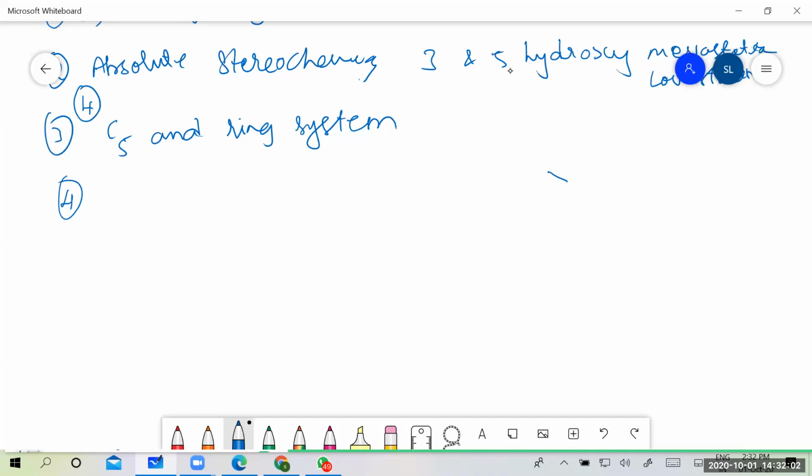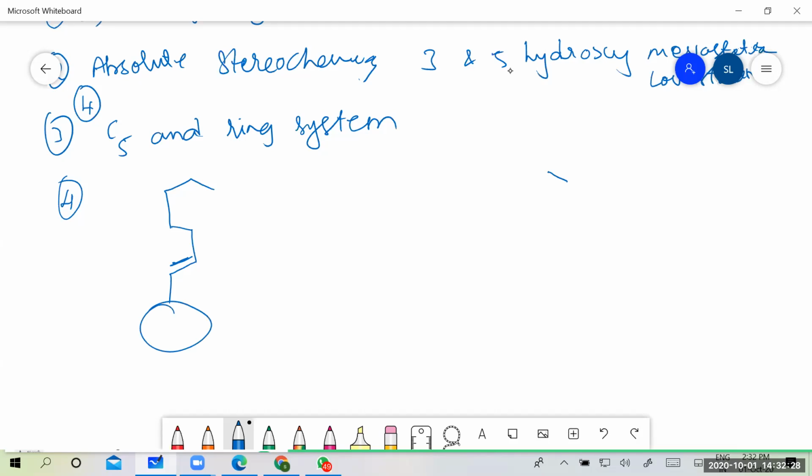So here the fourth point is about the double bond between the C6 and C7. That is, you have the ring system like this. So here, introduction of a double bond can either increase or decrease activity.